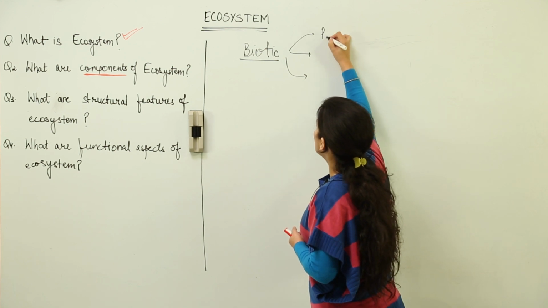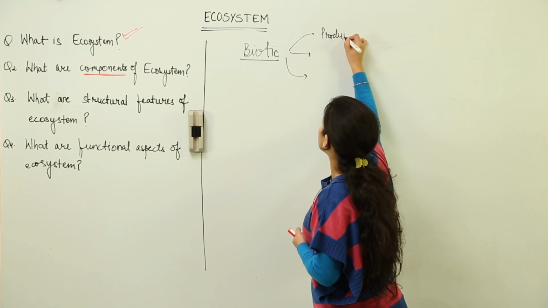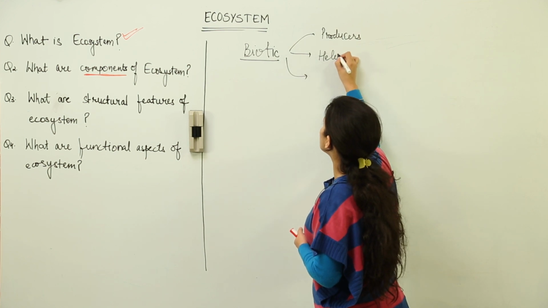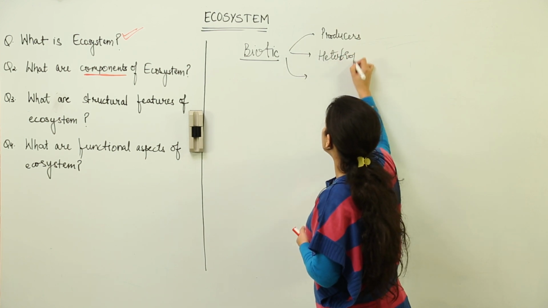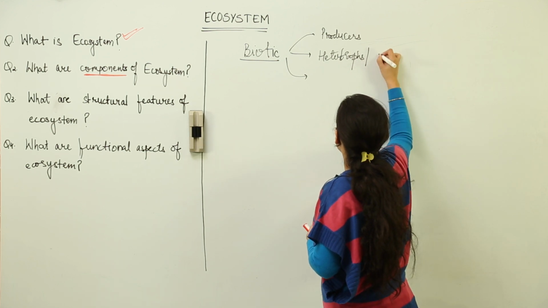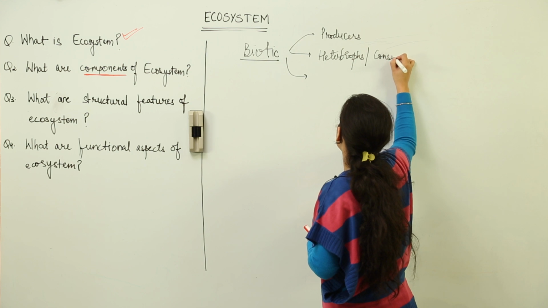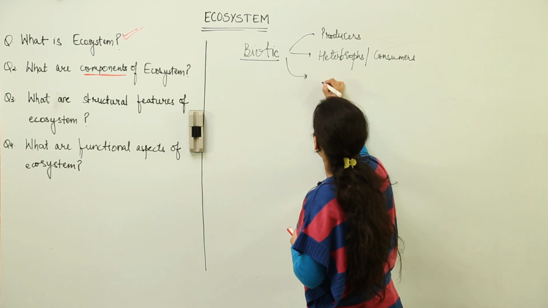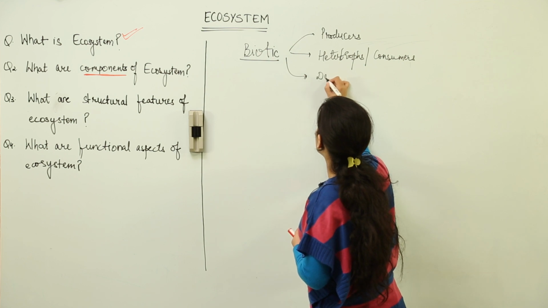First one being producers, second is heterotrophs, or as we call them, consumers, and last one is decomposers.